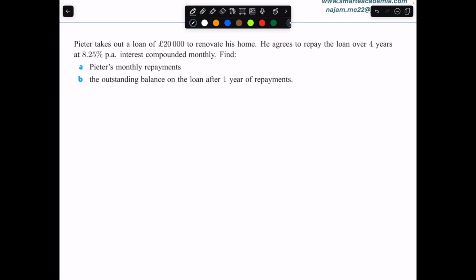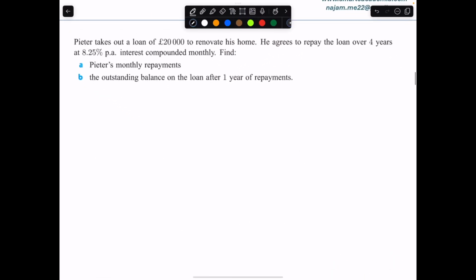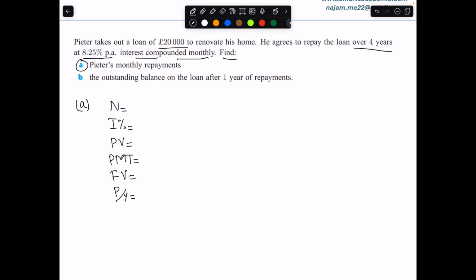Now let's look at the second question. It says Peter takes out a loan of £20,000 to renovate his home. He agrees to repay the loan over 4 years at 8.25% per annum interest compounded monthly. Find Peter's monthly repayments. This is absolutely the same method that we have followed. So I'll write the same things again: n, I percentage, present value, PMT, future value, P over y, and C over y.